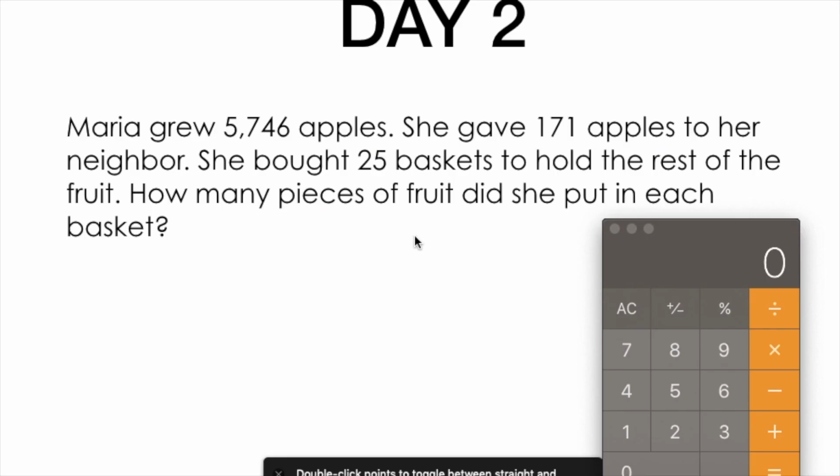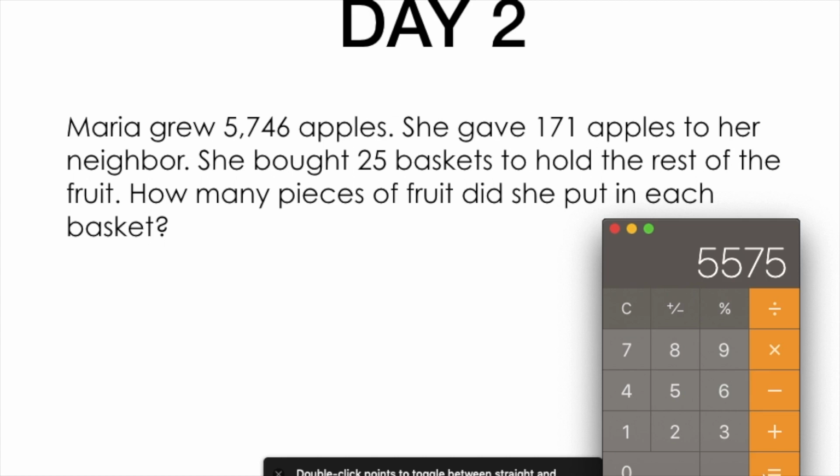2. Maria grew 5,746 apples. She gave 171 apples to her neighbor. She bought 25 baskets to hold the rest of the fruit. How many pieces of fruit did she put in each basket? We first need to figure out how many apples Maria had after she gave 171 apples to her neighbor. We are going to use a calculator to take the original amount, and we are going to subtract the 171 apples.